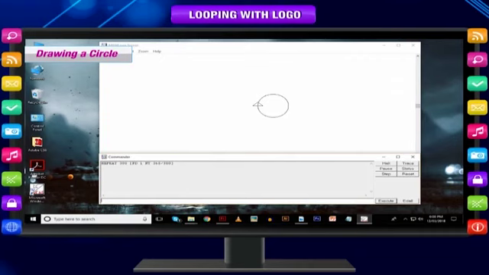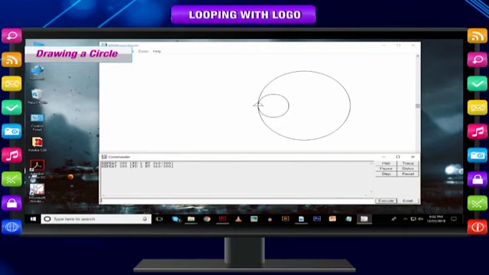Formula: repeat N [FD unit RT or LT 360 / N]. As soon as you press the Enter key or click on the Execute button, the circle will be drawn. The greater the number of sides, the larger the circle is.